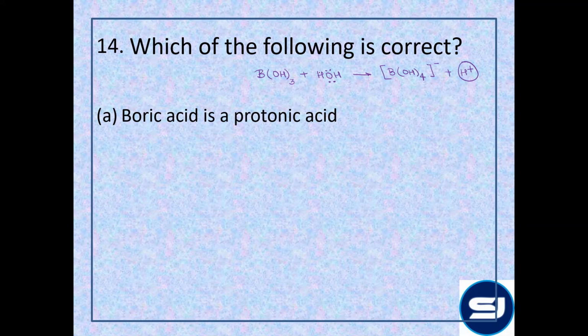Clear? That is why we say orthoboric acid is not a protonic acid, because it does not release H plus ion on its own, and on dissolution in water it releases only one H plus ion. That is why it is a weak monobasic acid.